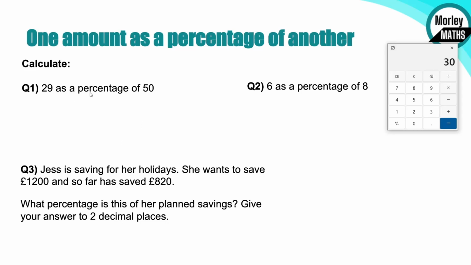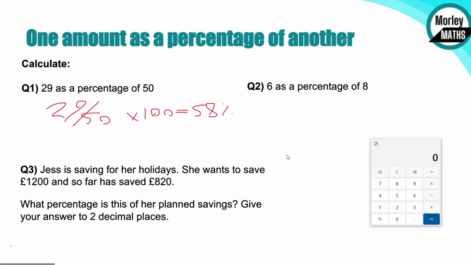Okay, so the first one, we've got 29 as a percentage of 50, so 29 out of 50 times it by 100. So 29 divided by 50 times it by 100 equals 58%. Okay, so for this next one, we've got 6 out of 8 times it by 100, and that will give you 75% as an answer to that one.